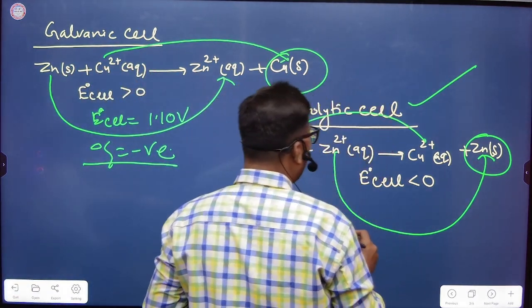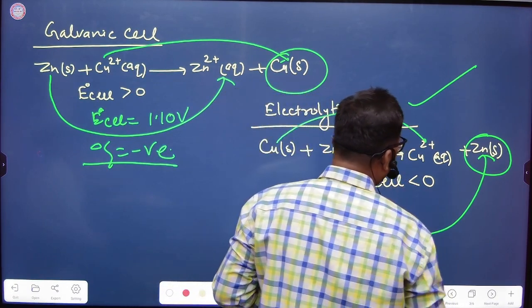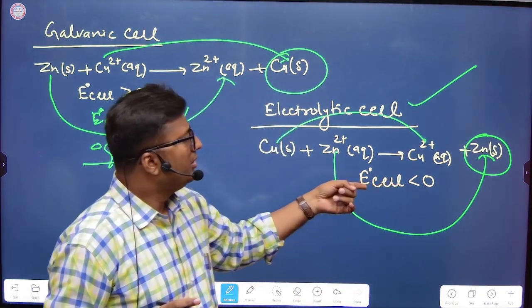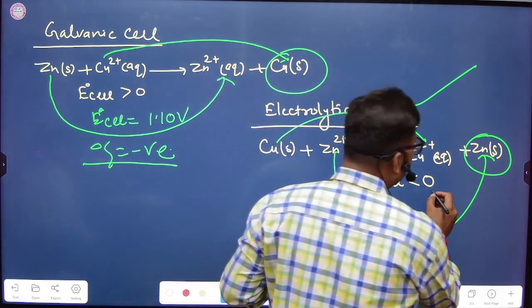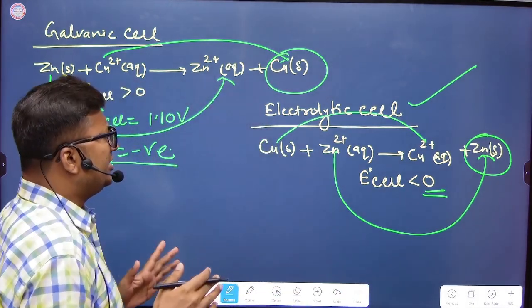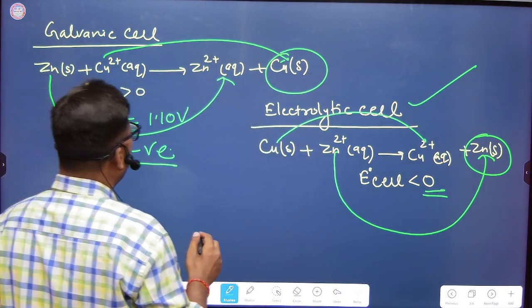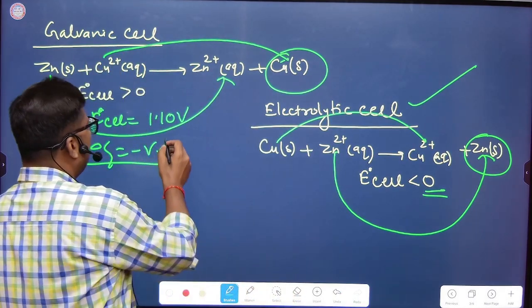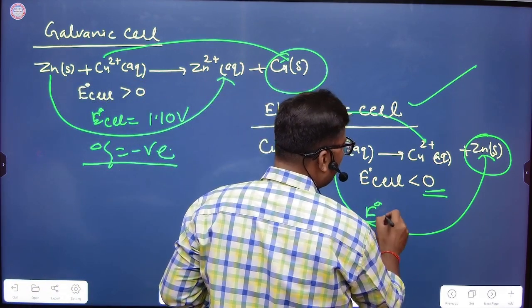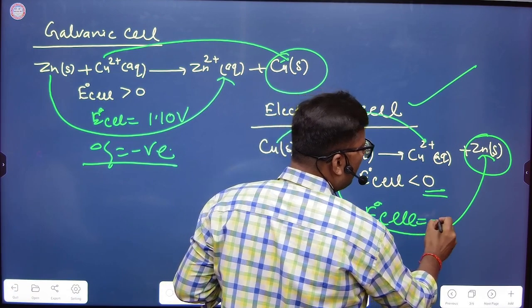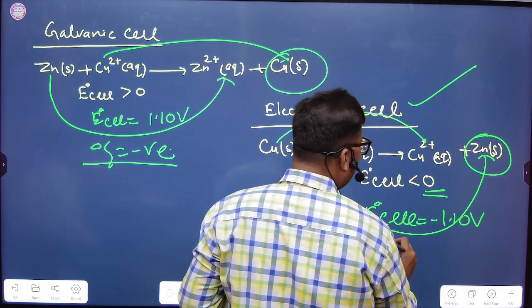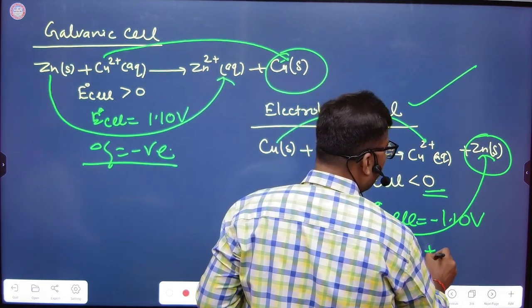So what happens here? Here E0 cell, that is the EMF of the cell, is actually negative, or less than 0, right? Less than 0 means just the reverse of these values. It means E0 cell is minus 1.10 volt. So delta G will be positive.